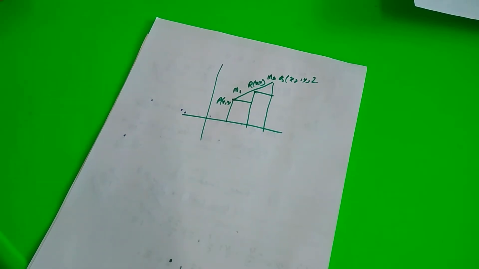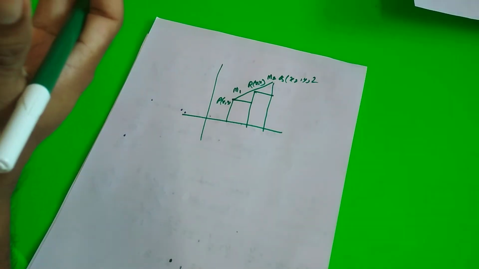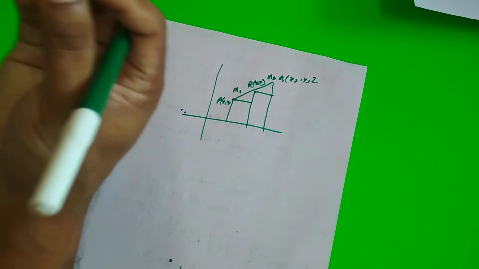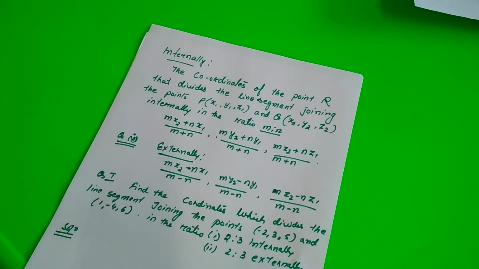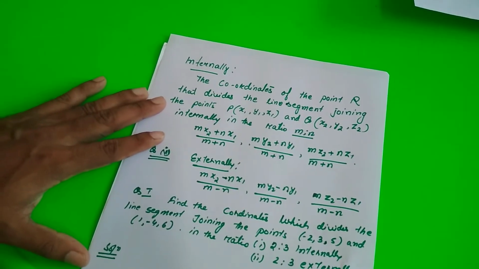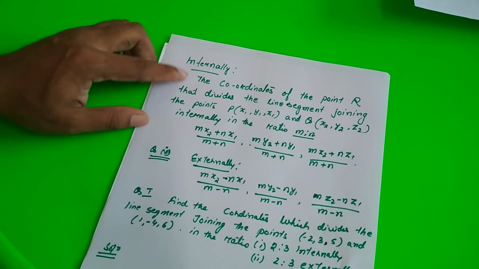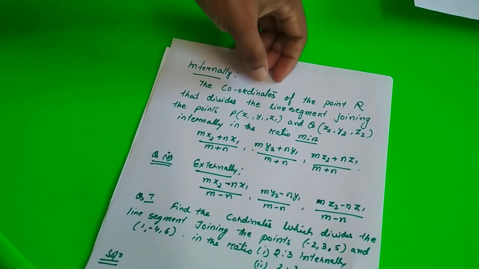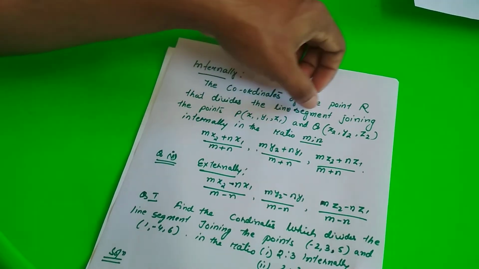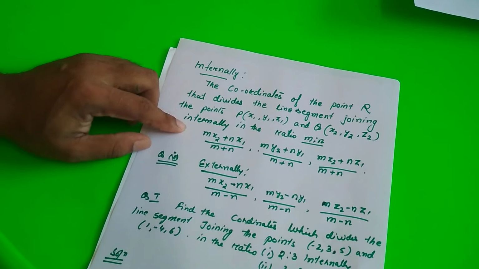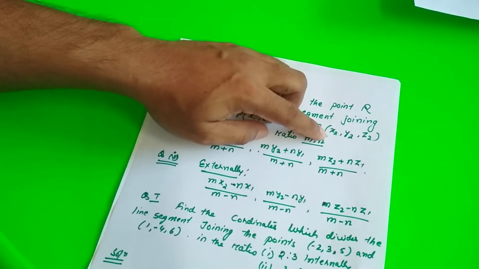Similarly, in this topic, we are going to discuss what happens when two coordinate points in three-dimensional geometry are divided in a particular ratio. Here, the coordinates of the point R that divides the line segment joining the points P and Q internally in the ratio m is to n.